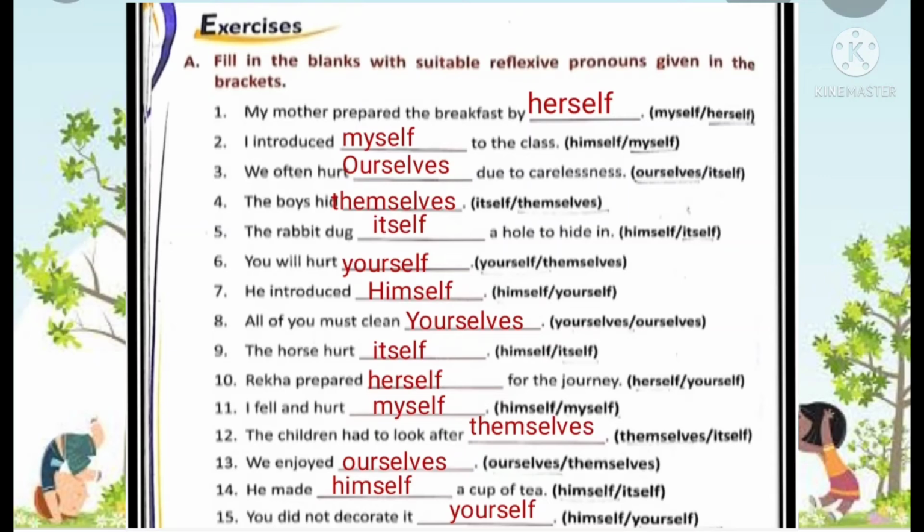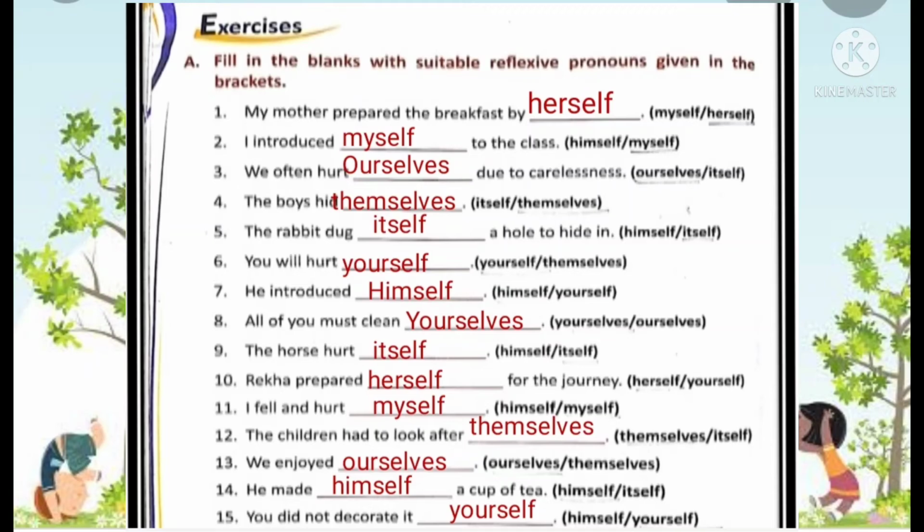Let's begin doing exercise now. Fill in the blanks with the suitable reflexive pronouns given in the bracket. First one is, my mother prepared the breakfast by dash. So what is this reflexive pronoun that is replaced by my mother? It will be replaced by herself. My mother prepared the breakfast by herself.